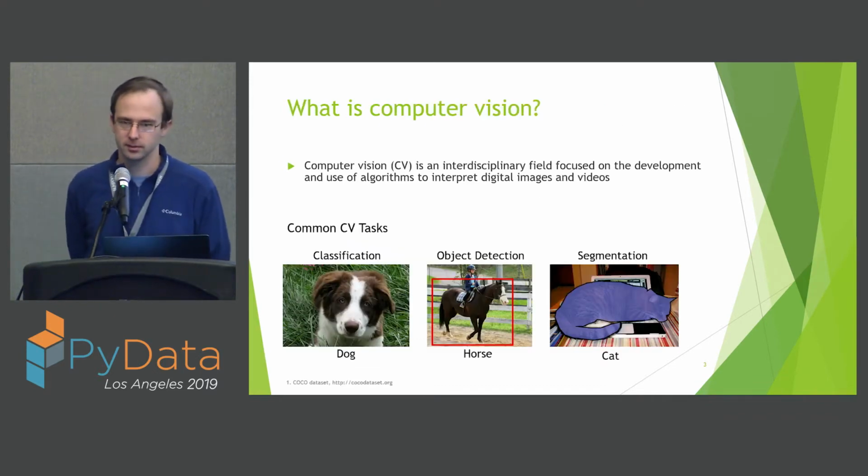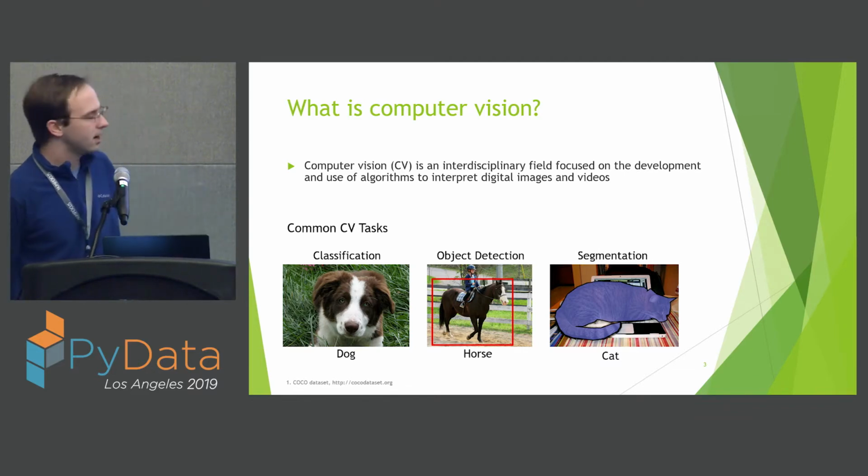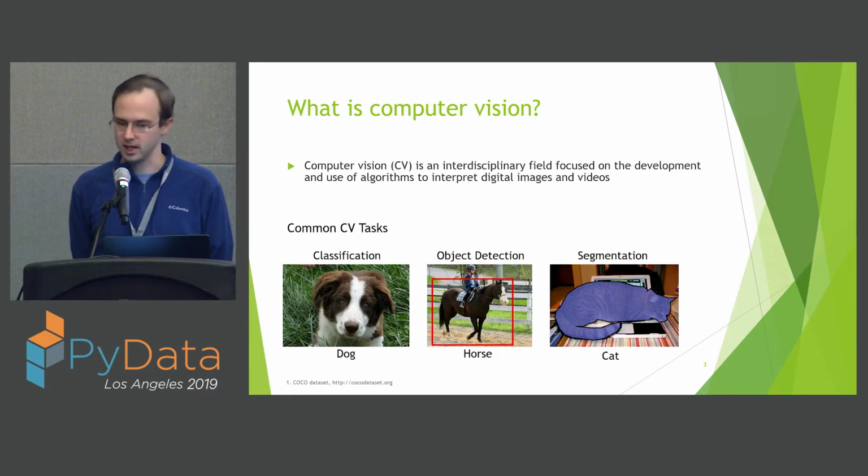So what is computer vision? Computer vision is an interdisciplinary field focused on using algorithms to interpret digital images and videos. Here I have a few common computer vision tasks. Given an image, what's in it? Is it a dog? Is it a cat? Is it a person? That's classification.